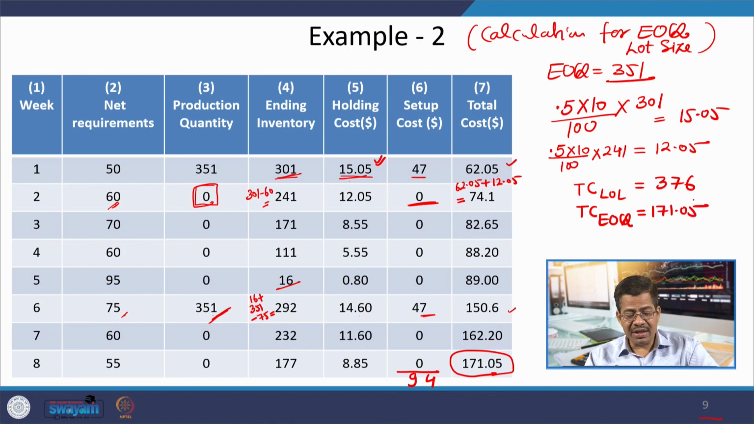So, you can easily understand that it gives you huge economical benefit for using this system of EOQ. You are able to substantially reduce your total cost of holding and setup. I hope it is now aptly clear to all of us.